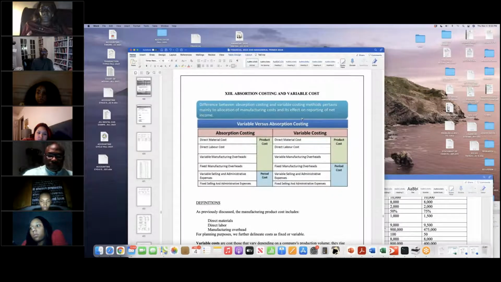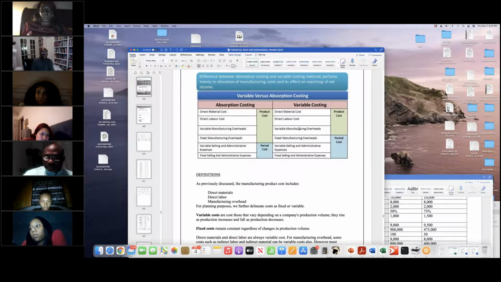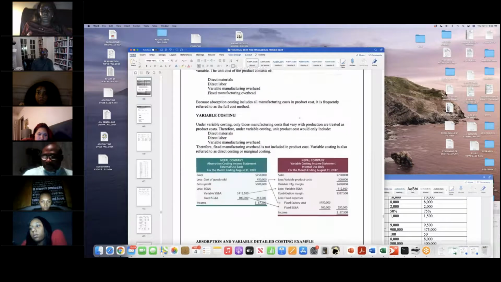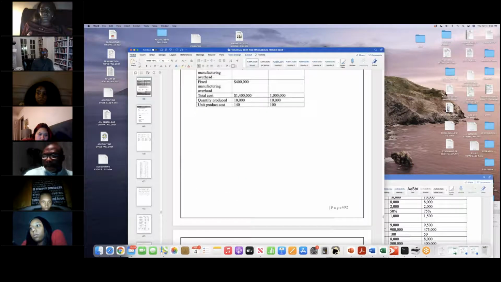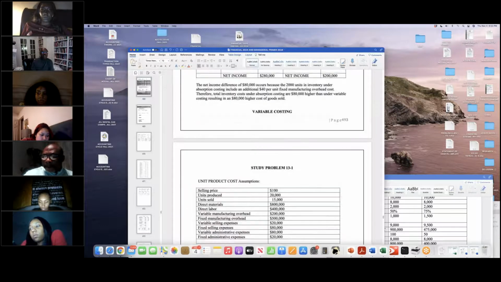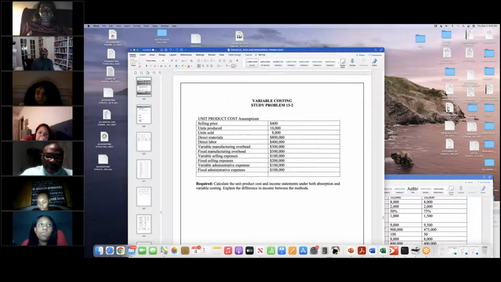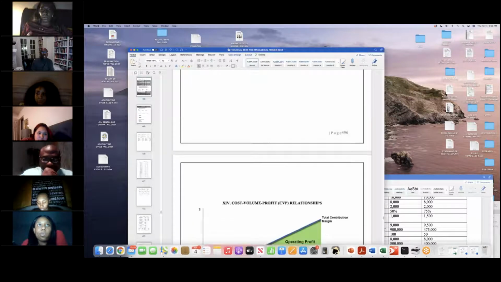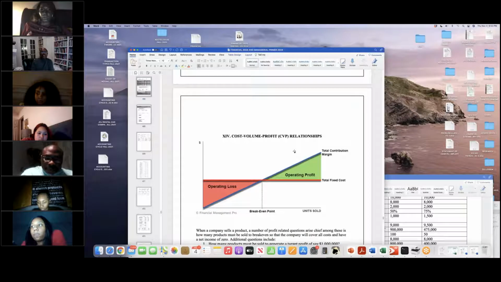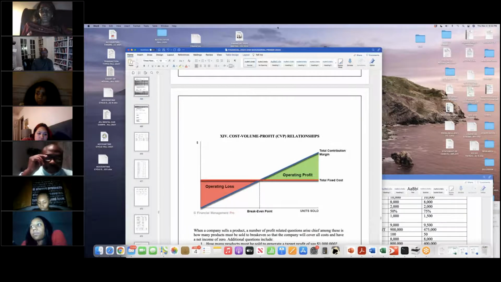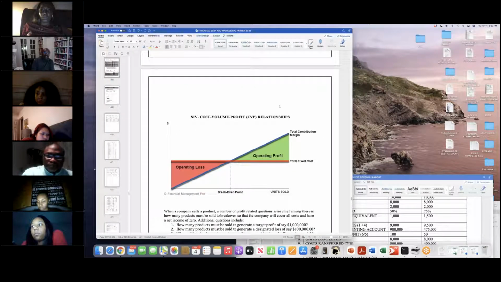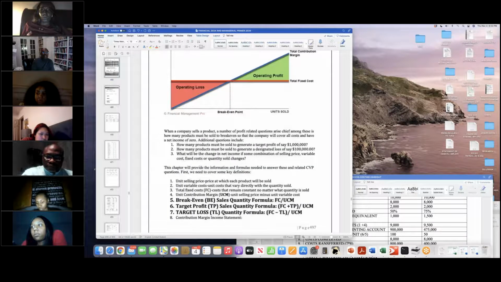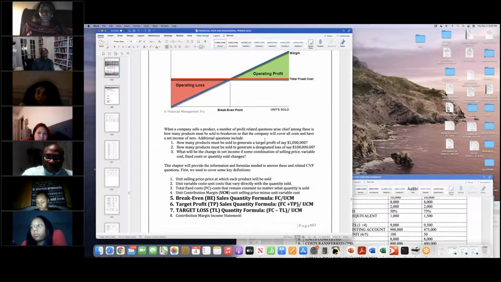We talk about variable costing, where we're going to change up the income statement some. That's not a major deal. And after we do that, we get into cost, volume, profit relationships. So we'll spend about 15 minutes on that material. Then we go into cost, volume, profit relationships, where you learn to work with break even.